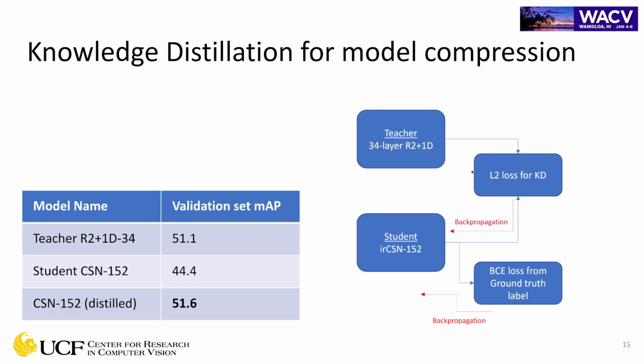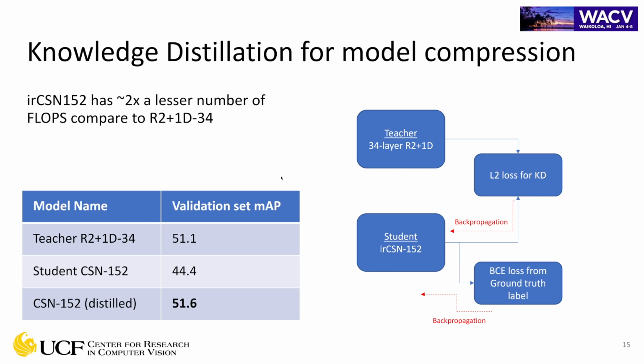This diagram shows our setup for model compression knowledge distillation. This is a second stage knowledge distillation where the student in the previous slide becomes the teacher in this slide. We consider a heavy 34-layer R2+1D model teacher which has been trained in the setup before, and an IRCSN 152 student model which we distill using a BCE loss with the ground truth labels and an L2 knowledge distillation loss. Notice that IRCSN 152 is approximately twice as fast.